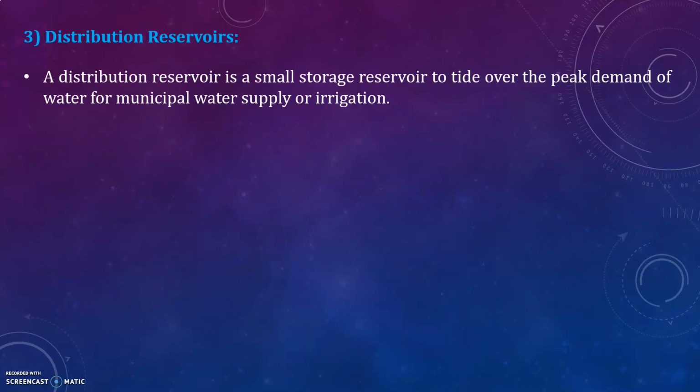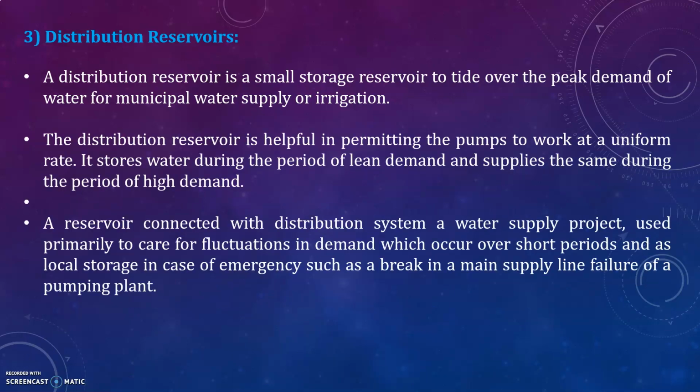Next, the third one is distribution reservoirs. A distribution reservoir is a small storage reservoir to tide over the peak demand of water for municipal water supply or irrigation. The distribution reservoir accounts for the varying rate of water demand during the day. Such a reservoir permits the pumping plants and water treatment works, etc., to operate at a constant rate. The varying demand rate exceeding the constant pumping rate is met from the distribution reservoir. It is helpful in permitting the pumps to work at a uniform rate.